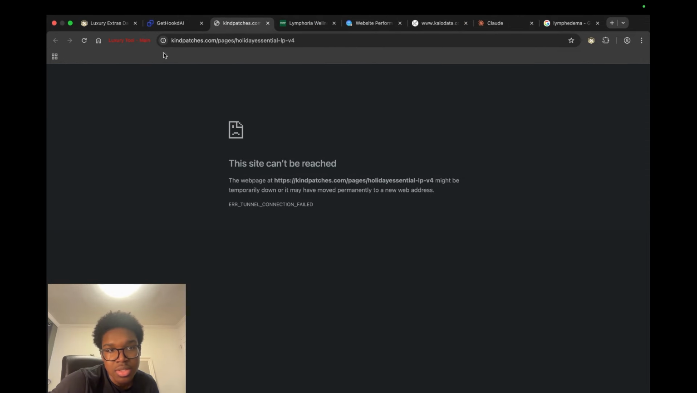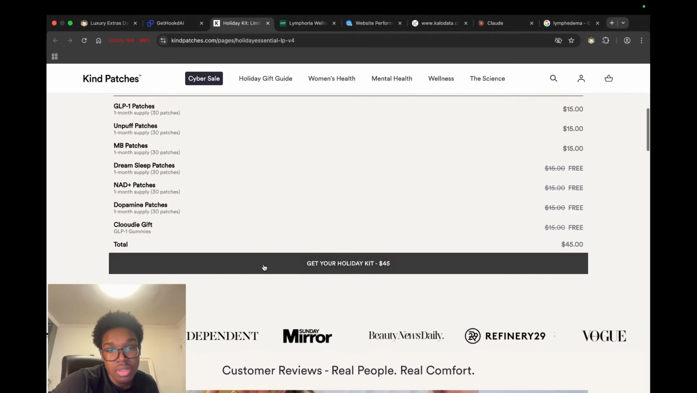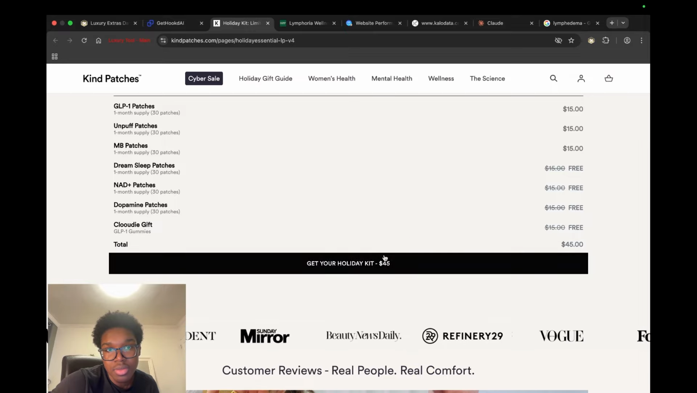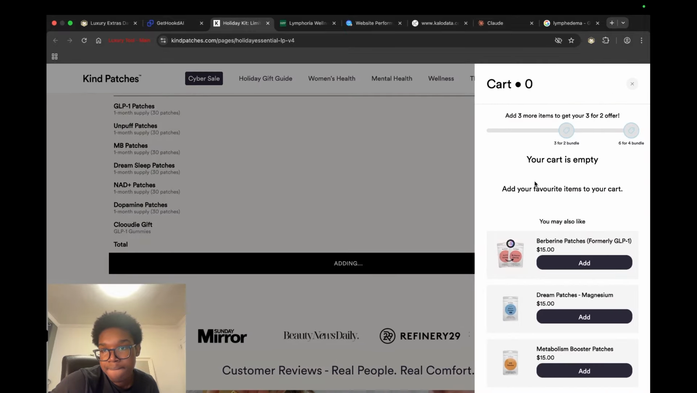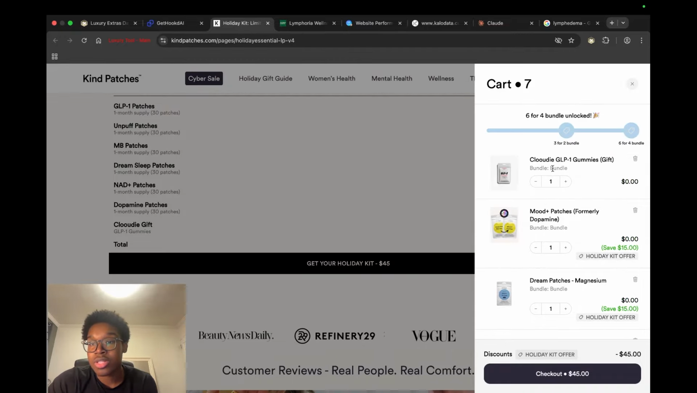Kind patches. What is this? GLP-1 patches. This is pretty popular. Okay, this is a good enough cart, right? So in my opinion, the only thing I'll change about this cart is I'd put a timer right here so that people have some urgency to buy.